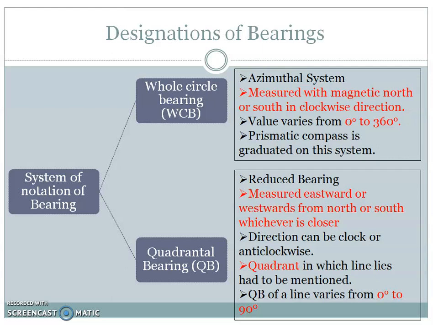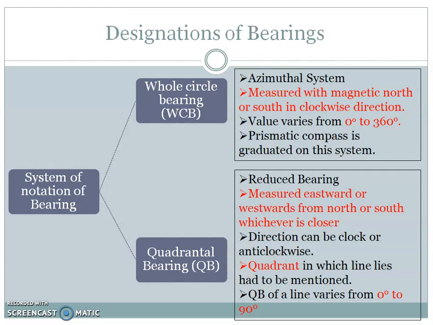This is the azimuthal system. It's also called the azimuthal system. Now here in this particular system, the angles are measured with magnetic north or south in clockwise direction. Mostly it is measured only with respect to north. All the bearings are made with respect to the magnetic north, and the measurements are done in clockwise direction. This is fixed and this is constant.